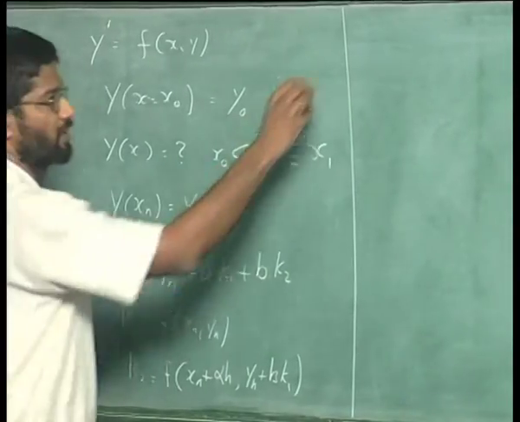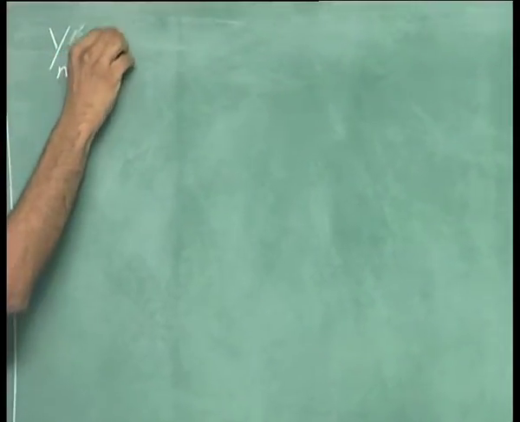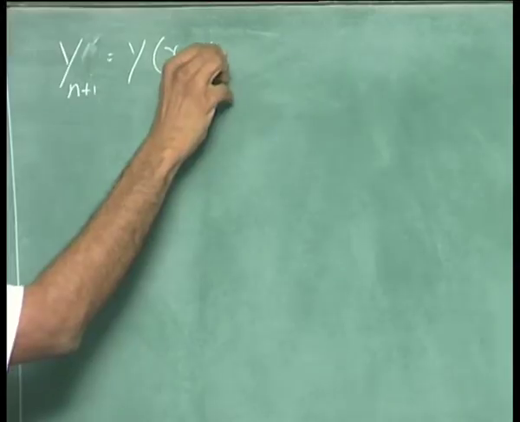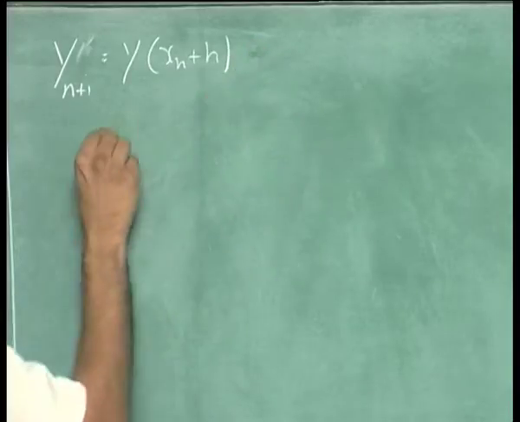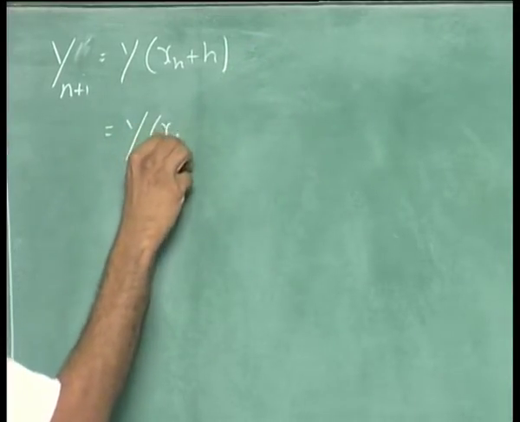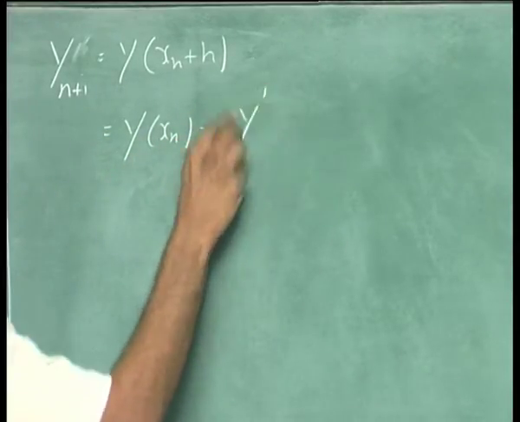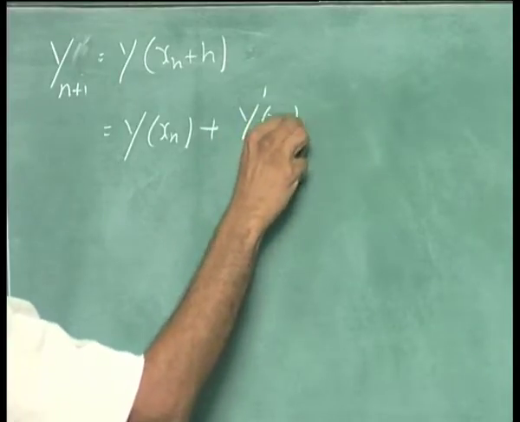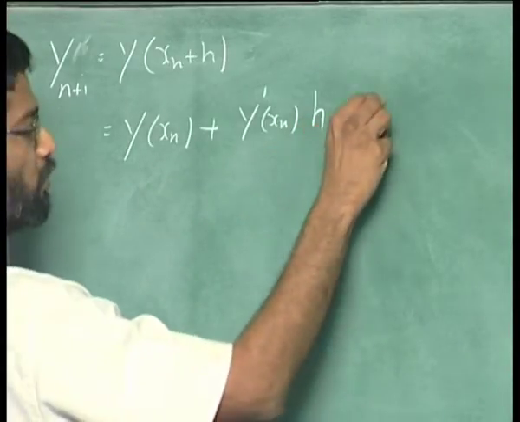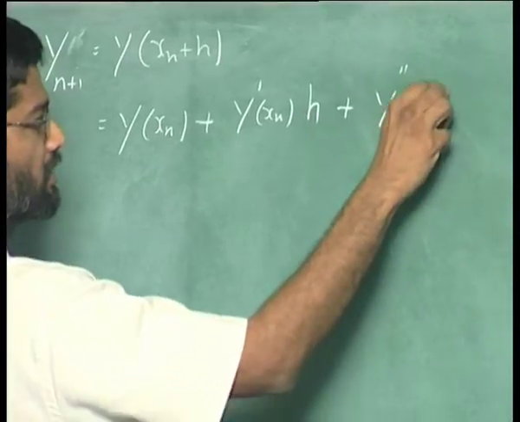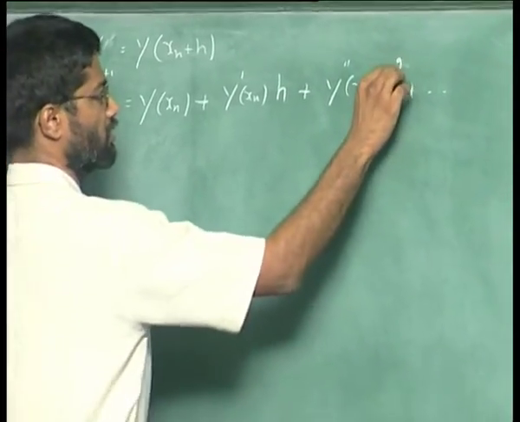We could do two things. We could say that y at xn plus 1, that is y at xn plus h, I can expand around xn using a Taylor series expansion and say that this is equal to y at xn, that is yn, plus the derivative y prime at xn into h. So I could write this in this form, and then the next one would be y double prime of x at xn into h squared by 2, etc. So I could expand this in this Taylor series.